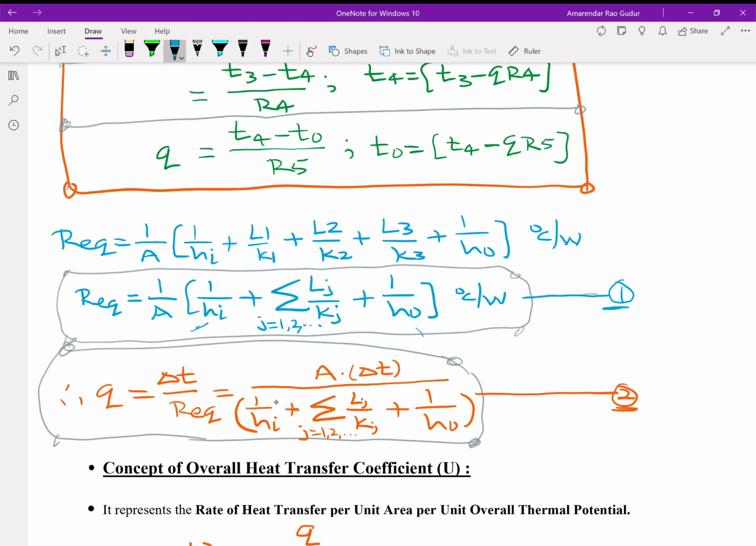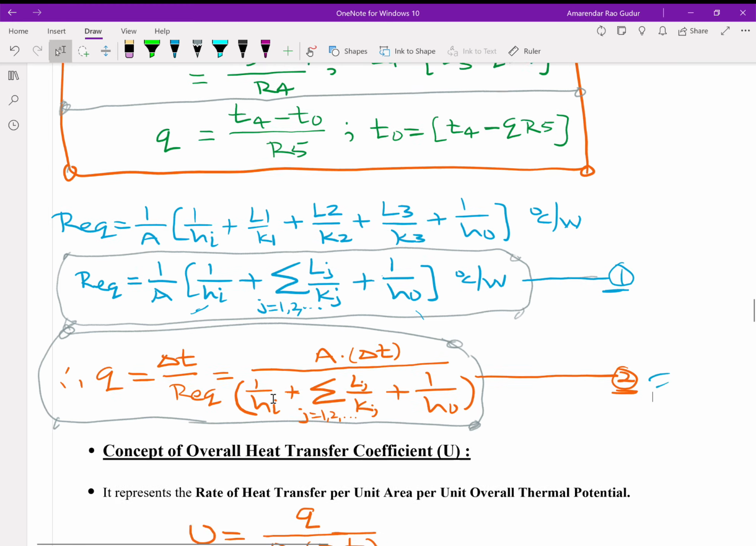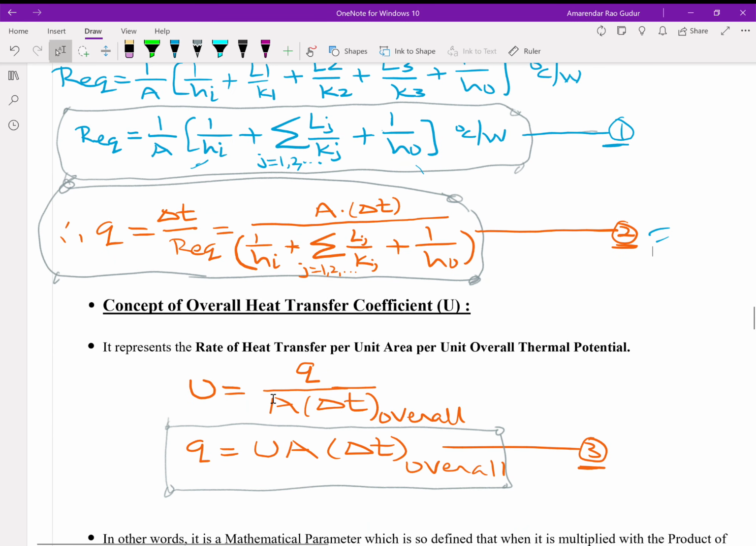So you can have as many J terms as you feel. Number of layers can be as per your convenience. Then obviously Q would be del T by R equivalent. And if you incorporate this, you are going to get a very general expression for your heat transfer rate in a composite wall made up of number of materials arranged in series.